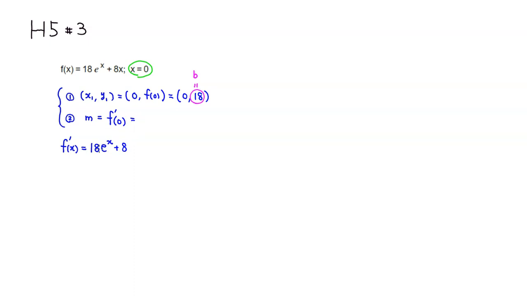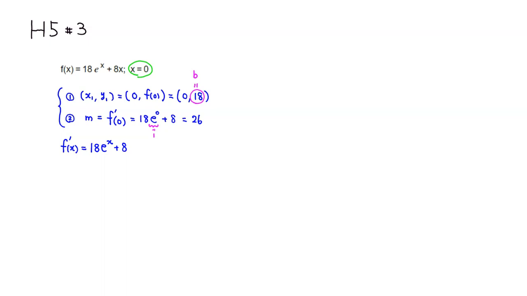So you have 18 times e to the 0 plus 8. Remember that e to the 0 is just 1. So you have 18 times 1, so 18 plus 8, which is 26. In this case, we have a slope and an intercept.